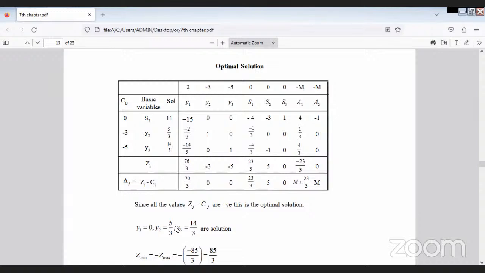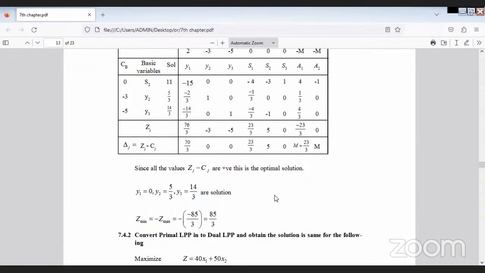So you can do that. This one, 5 by 3 plus 2, the LCM here. Otherwise you can do it as z minimum and z maximum here. So therefore we can get the solution 70 by 3.